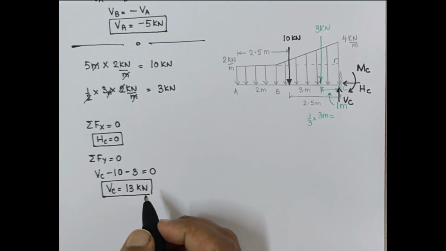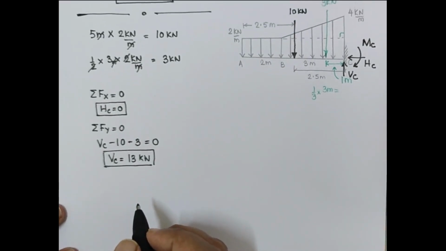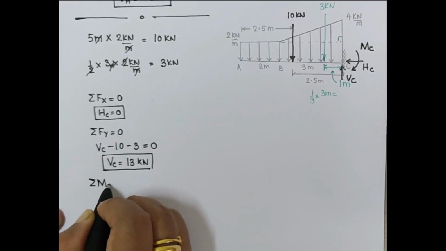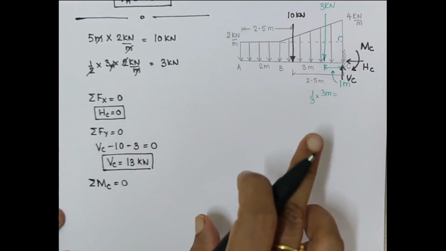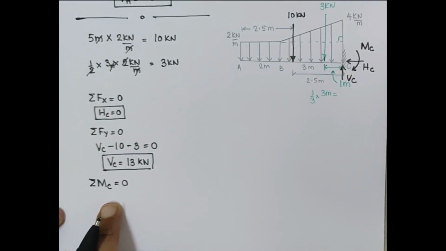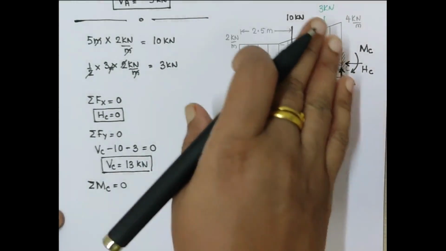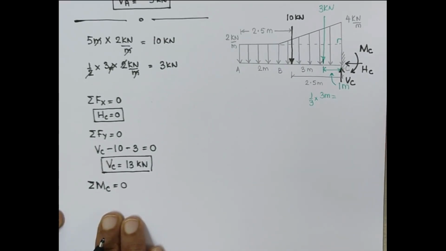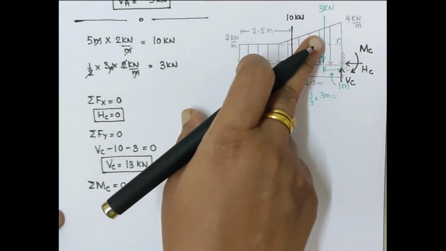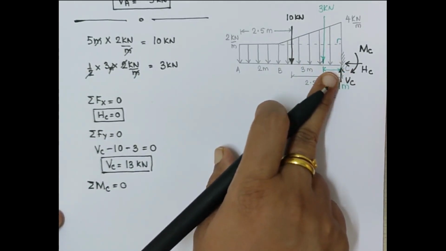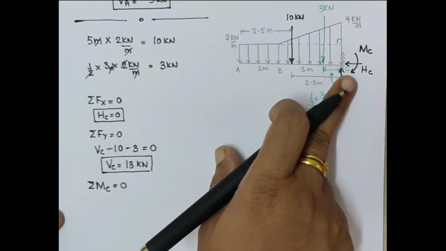Now let us apply the moment equation. Summation moment about point C is equal to 0. Here what I am doing is taking a moment about point C. This is an equation, and we are now replacing the different values that are given from the question into this particular equation. So what are the different forces? We have a 10 kilonewton force, a 3 kilonewton force, and we have this existing moment. This moment is about point C, and therefore MC is not equal to 0. In fact, we have to calculate the value of MC.